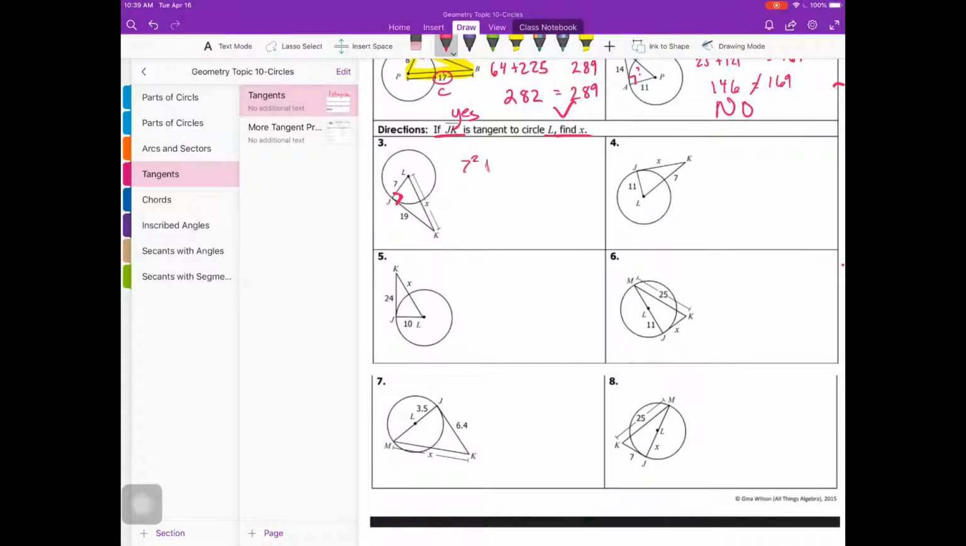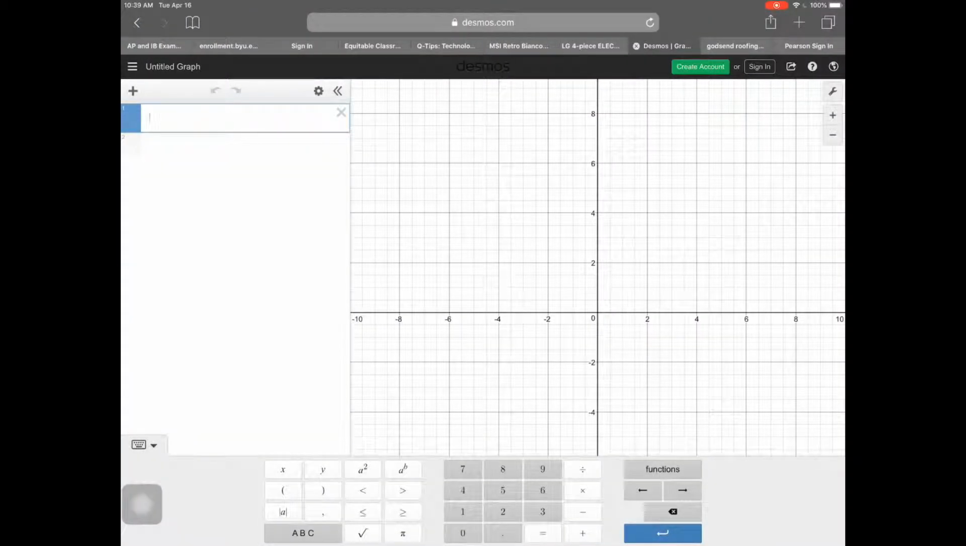We have 7 squared plus 19 squared. And that's going to give me 410 equals X squared. And we take the square root. And we get that X is approximately 20.2 when we put that in the calculator. So if I go over here to Desmos and I do the square root of 410, I get 20.2-ish.